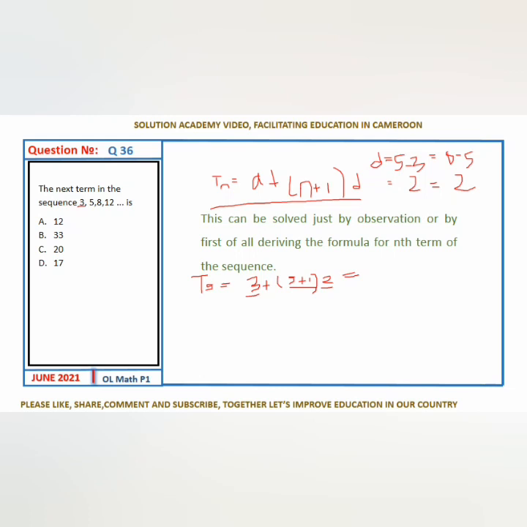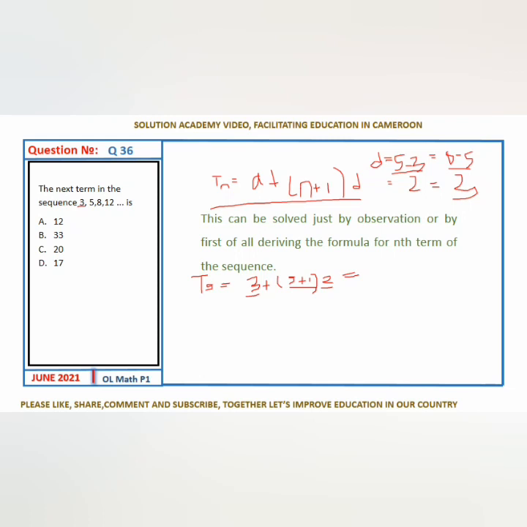Okay, so if you observe keenly, you will see that we actually made an error somewhere. Look at this, come back here. 5 minus 3 is 2, but 8 minus 5 is not 2, it is 3. Okay, 8 minus 5 is 3. So you see that this sequence does not have a unique common difference.